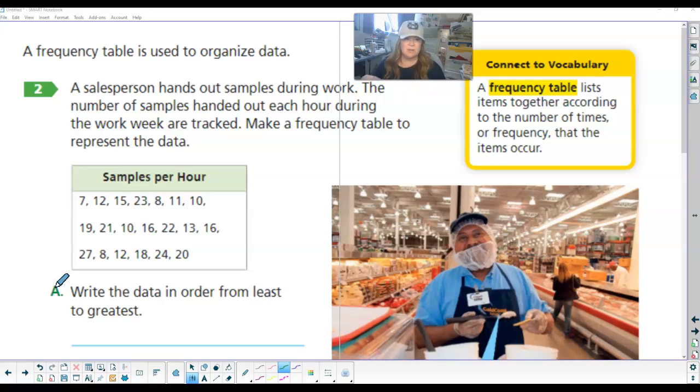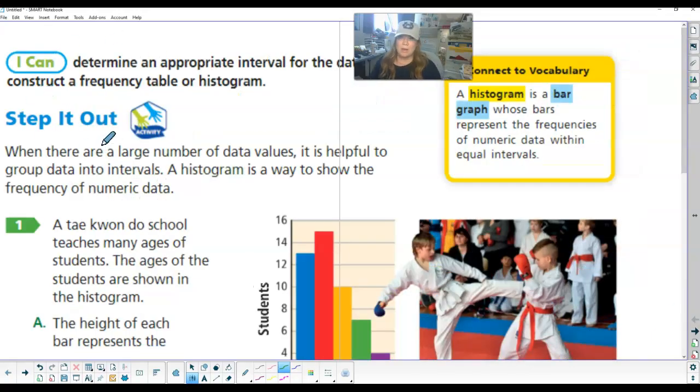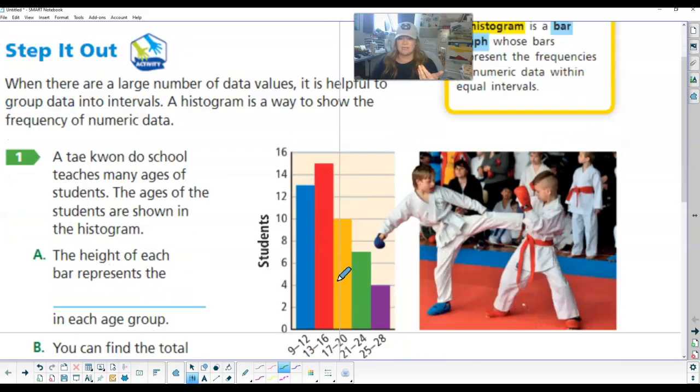For our 14.3 tasks, we are doing numbers 1 and 2. So we are making correct intervals and making tables and histograms. A histogram is kind of like a bar graph. I'm sure you've seen similar bar graphs, but it's not just one for each thing.